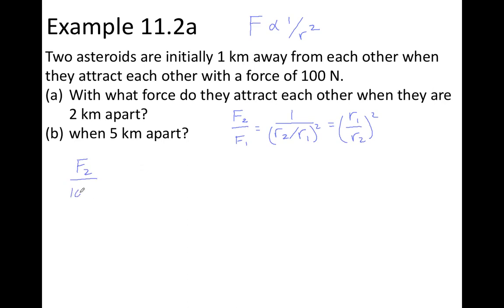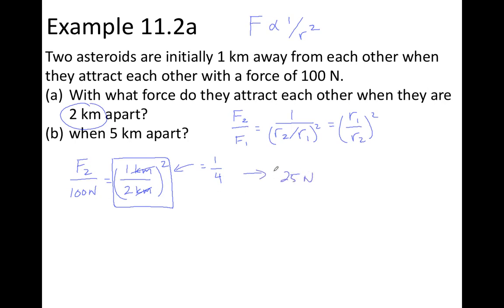So F2, the original force was 100 newtons. The original distance, R1, was 1 kilometer. And the new distance is 2 kilometers. Units of kilometers are going to cancel out. That is equal to 1/4. When we double the distance, 2 squared is 4, so we're going to reduce the force by that ratio squared, which gives us 1/4. And 1/4 of 100 is 25 newtons.